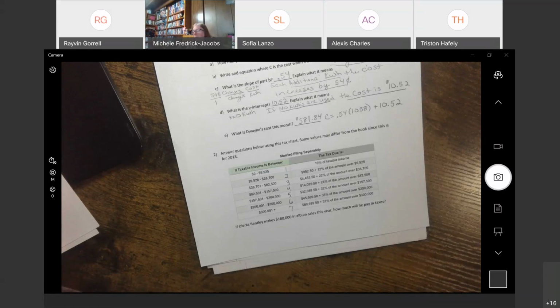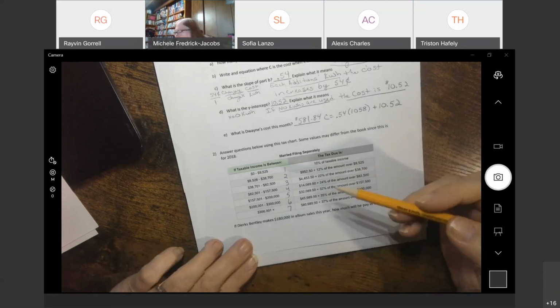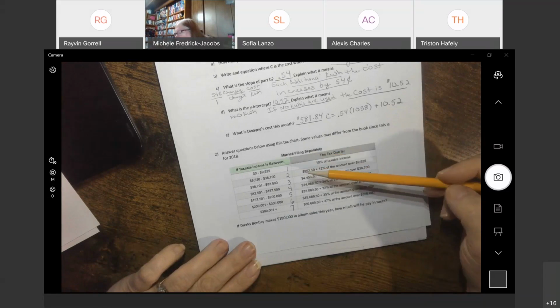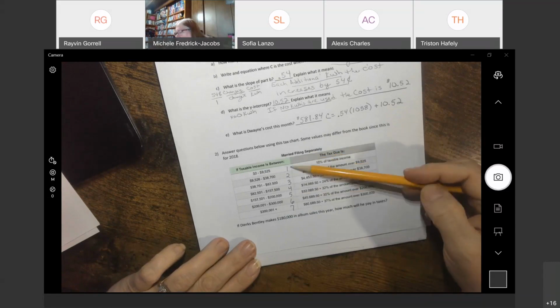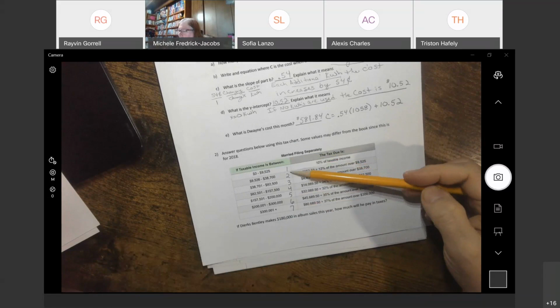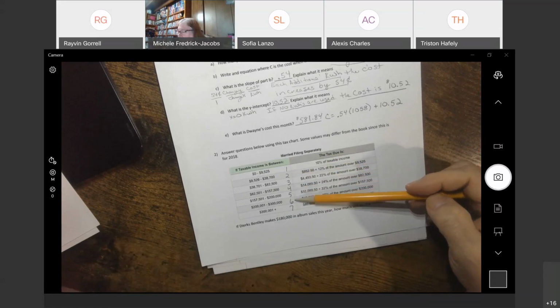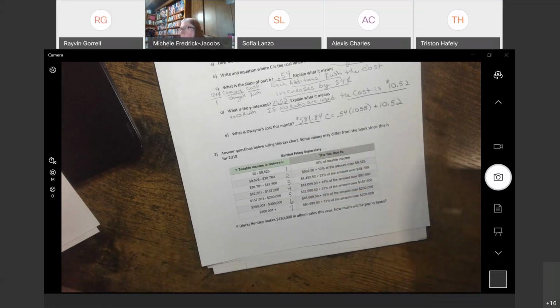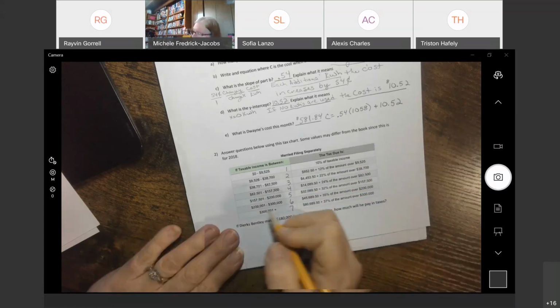So if Dirk Bentley makes 180,000 this year, we want to find out how much he'll pay in taxes on that. What you need to do is first find which tax bracket he's in. So which one would he be in? 1, 2, 3, 4, 5, 6, or 7? Bracket 5. Yes. He's in bracket 5.